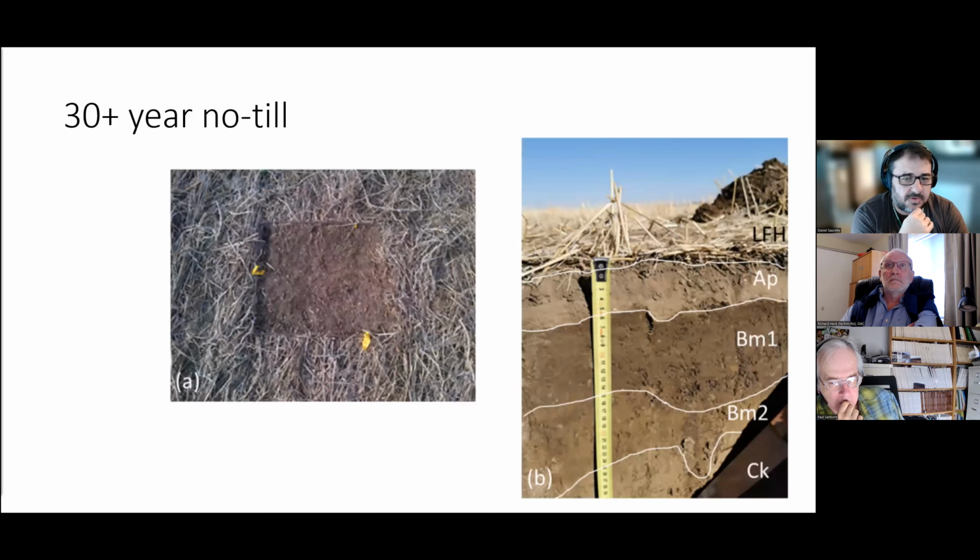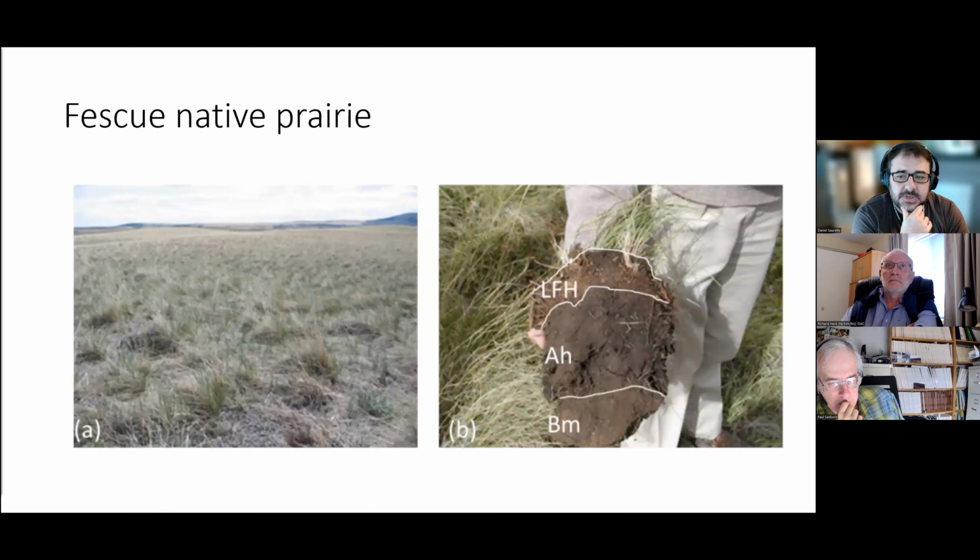I just grabbed some examples. This is a thin LFH horizon in a 30+ year no-till system. Much thicker LFH here, really more of like a thatch layer in a fescue native prairie in Alberta.